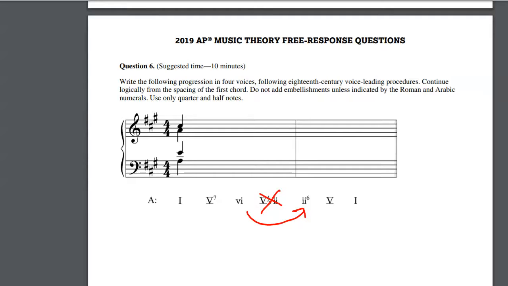Now you'll notice you'll have about the same amount of suggested time as they've had on these questions. So you might want to practice doing this one in 10 minutes, or maybe just a little bit less since you don't have that secondary dominant chord to worry about on the exam.